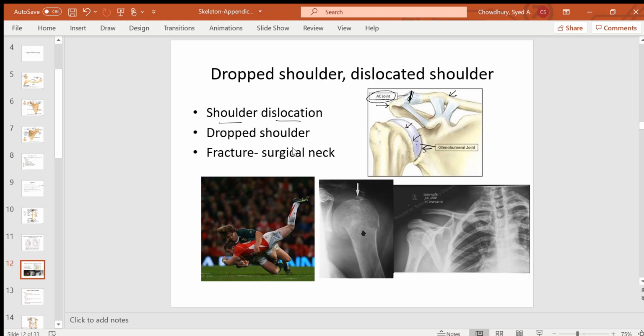If dislocation occurs here, or shoulder separation, so if the head of the humerus again comes off from the glenoid cavity, that is called the shoulder dislocation. However, if dislocation occurs here, at the acromioclavicular joint, that is called shoulder separation, and that may cause dropped shoulder. This side of your shoulder will look lower than the other side, okay, because of the dislocation here.